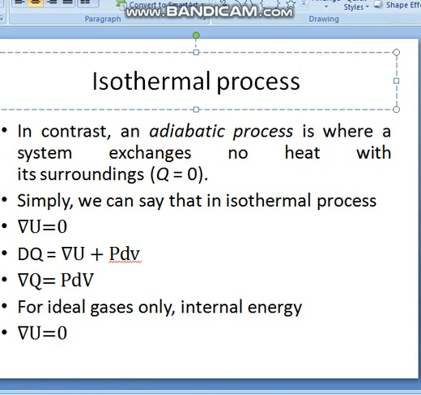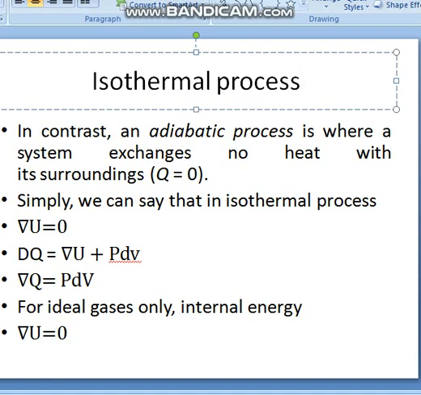Isothermal process. Today we will discuss the other application of the first law of thermodynamics, and this is the isothermal process. First we had discussed two of the applications of the first law of thermodynamics. Now we will discuss the third application, and it is the isothermal process.